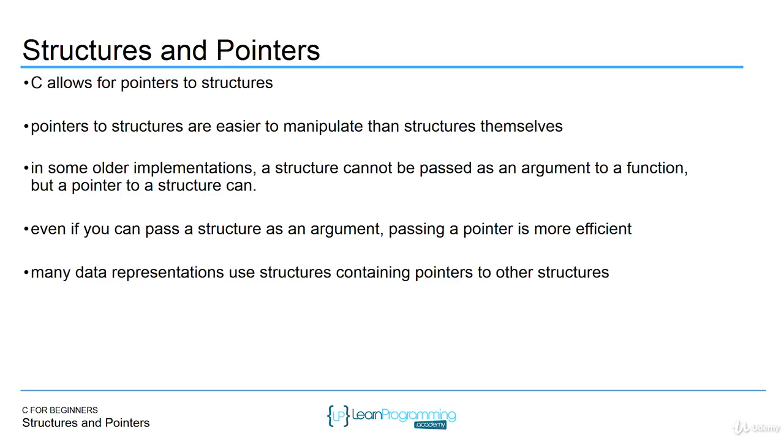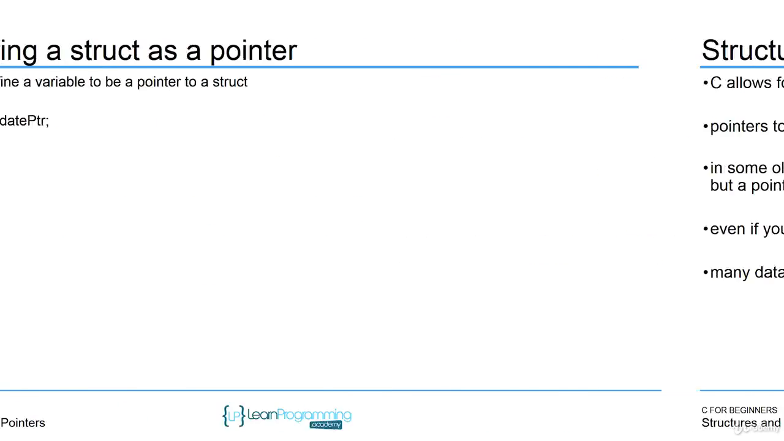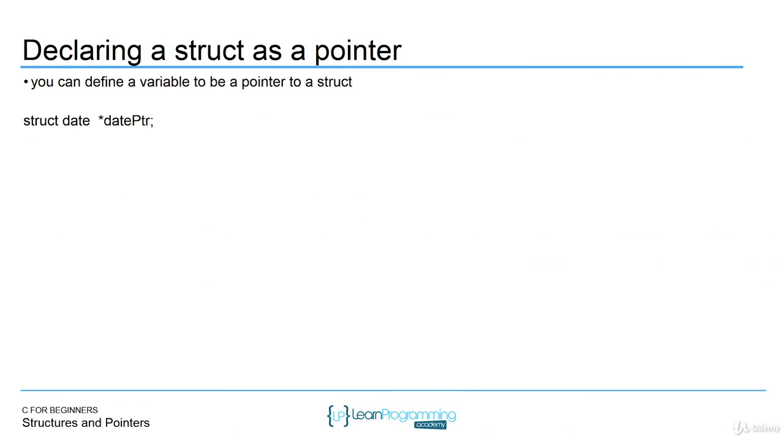So many data representations use structures containing pointers to other structures. You're going to see this a lot in all of your C programs, structures that are pointers. And for the reasons we mentioned, the fact that you can pass them as parameters on older versions of C, and it's also more efficient because we do everything by pass by value, which is copying. Much more efficient to copy an address than copying all the elements of a large structure.